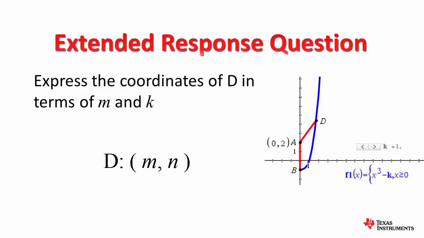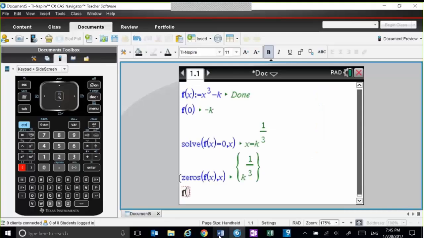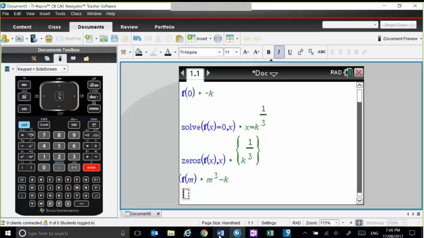First thing it says is to express the coordinate of D in terms of M and K. As we can see, the x-coordinate for D is actually M. So if that's the case, we're only allowed to express the coordinate in terms of M and K. If I type in F of and ask the calculator to substitute M for X and press enter, we will now see that the Y coordinate of D is expressed in terms of M and K. And so our answer, because it does say to express it as a coordinate, would be the coordinate M, M cubed minus K.